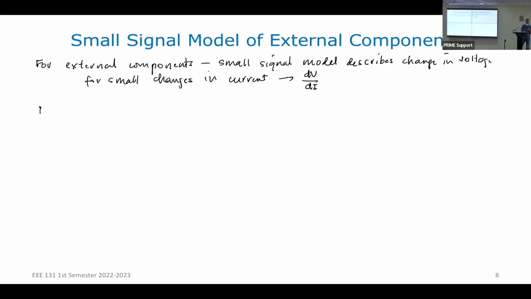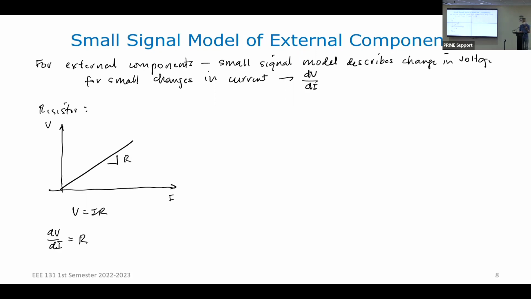If I have a resistor, what is the relationship between I and V? Let's put V here and I here. V is equal to IR, that's Ohm's law. So you just have a straight line where the slope of that line is equal to R. So what is dV/dI? That is just equal to R. Meaning to say the small signal equivalent of a resistor will also be a resistor.